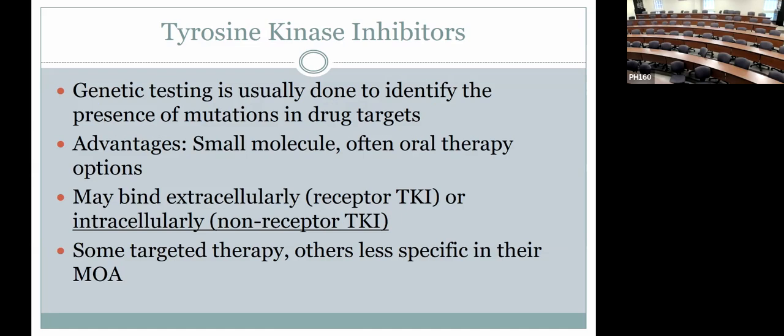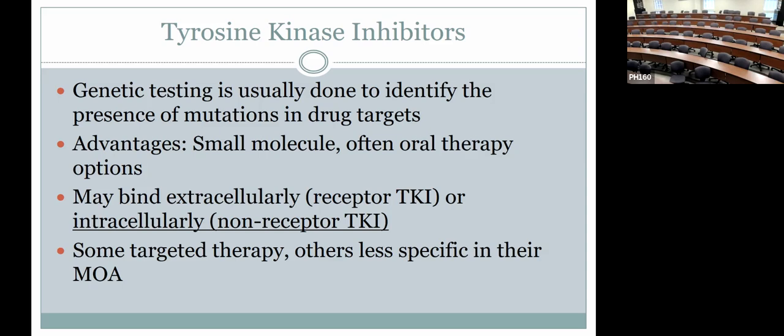Some advantages of TKIs are that they are small molecules, especially compared to monoclonal antibodies that primarily bind outside of the cell. Though a small subset may bind extracellularly, the large majority will bind intracellularly. This also allows the TKIs to be given orally, which is a benefit for our patients versus other parenteral options like monoclonal antibodies that were previously used.